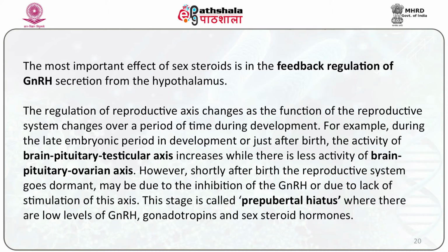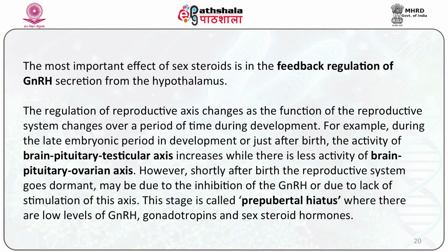The regulation of the reproductive axis changes as the function of the reproductive system changes over a period of time during development. For example, during the late embryonic period in the development or just after birth, the activity of the brain-pituitary-testicular axis increases, while there is less activity of the brain-pituitary-ovarian axis. However, shortly after birth, the reproductive system goes dormant, maybe due to inhibition of GnRH or due to lack of stimulation of this axis. This stage is called prepubertal hiatus, where there are low levels of GnRH, gonadotropins and sex steroid hormones.